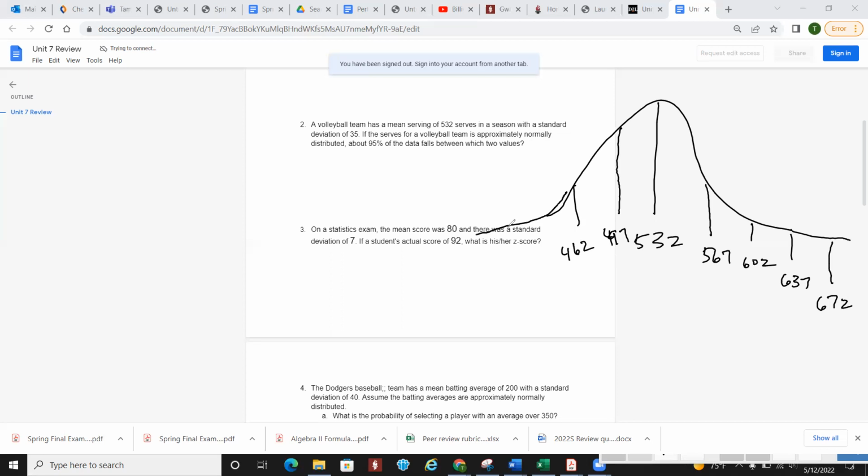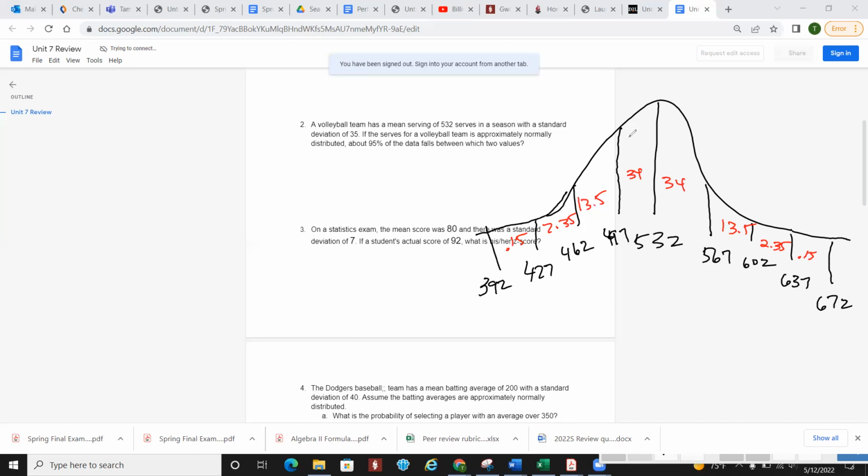This curve is really wonky. 462 minus 35 is 427. 1, 2, 3, 4. 35. It's going to give me 392. Okay, so now keep in mind that this would be 34, this would be 34, this would be 13.5, this would be 2.35, this would be 0.15, this would be 13.5, this would be 2.35, and this would be 0.15.